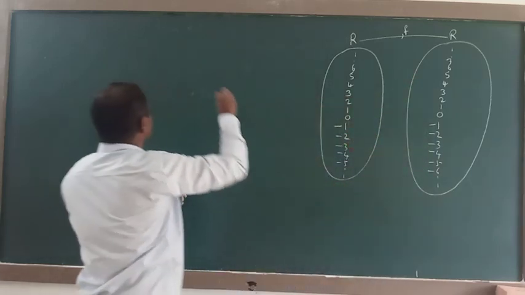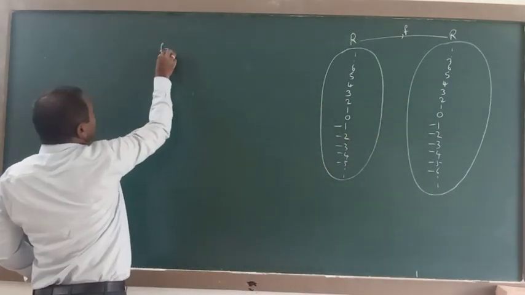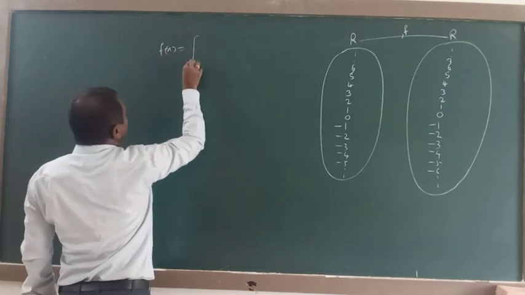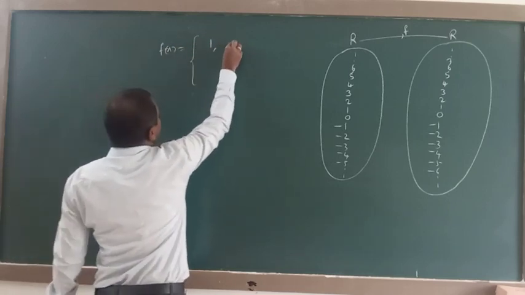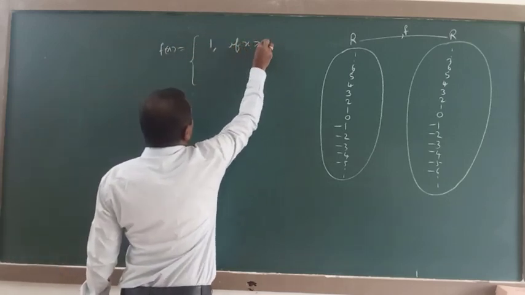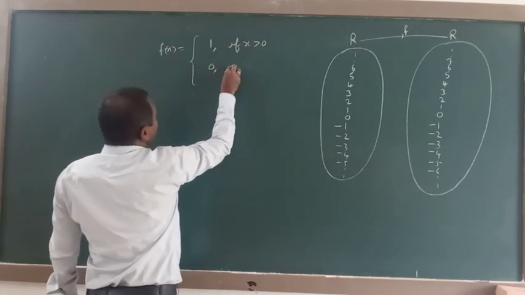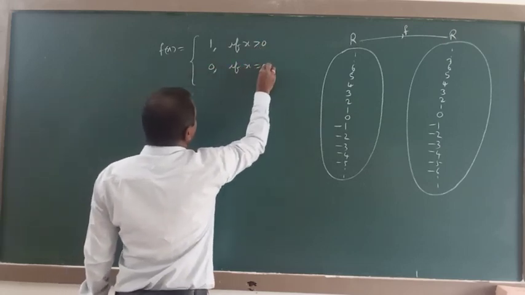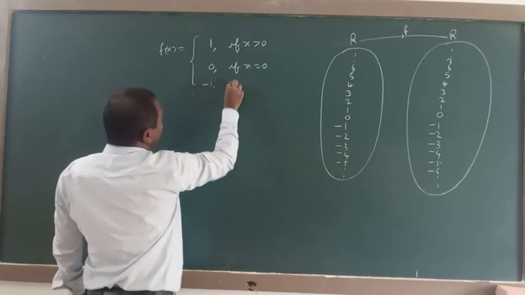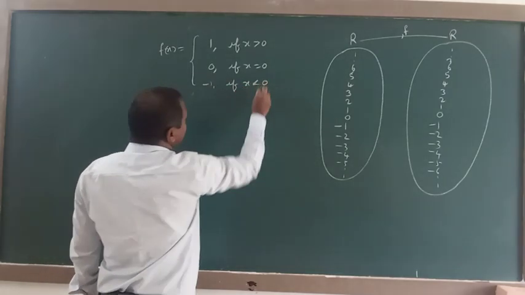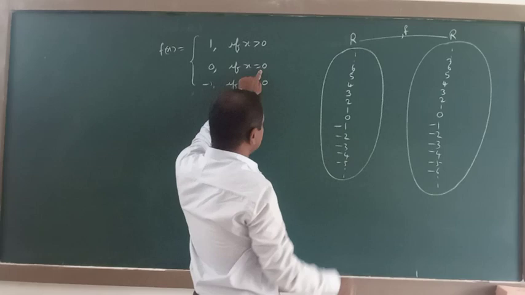Already I told this in signum function. f of x is equal to, already I gave, plus 1 if x is greater than 0, 0 if x is equal to 0, minus 1 if x is less than 0. 0 means exact 0.